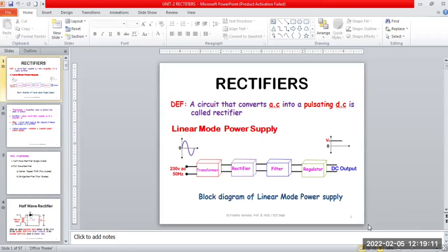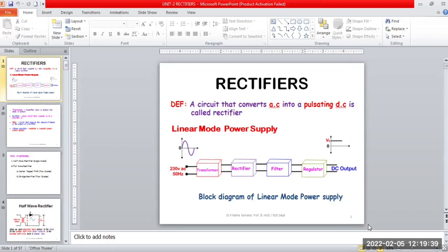One is a center tapped full wave, and the other one is a bridge rectifier, where center tapped full wave has two diodes and bridge rectifier has got four diodes. So the number of diodes that we are showing here is one of the differences among the rectifiers that we can consider. Now let us move on to the first one, which is called a half wave rectifier.